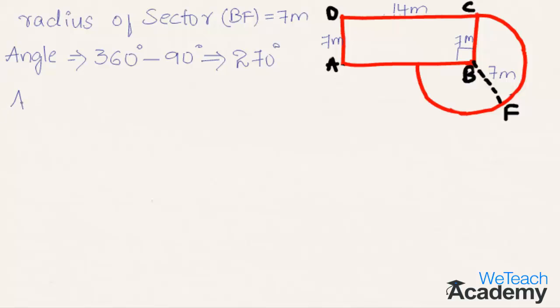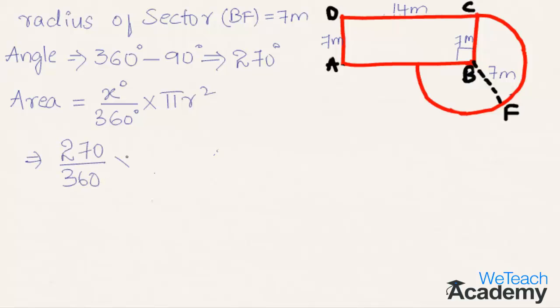And here we already know the formula. Area of a sector when angle is given as x degrees, that is angle made by the sector divided by the complete angle 360 degrees into pi r square, that is total area over here. So by substituting all the values here, we get 270 divided by 360 into 22 by 7 into r square, that is 7 into 7 here.